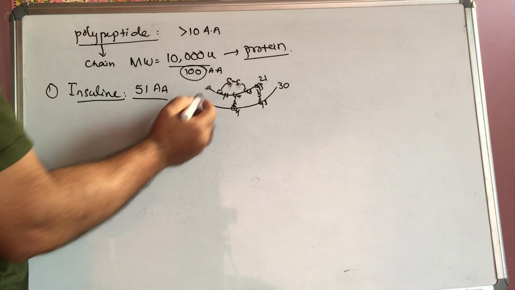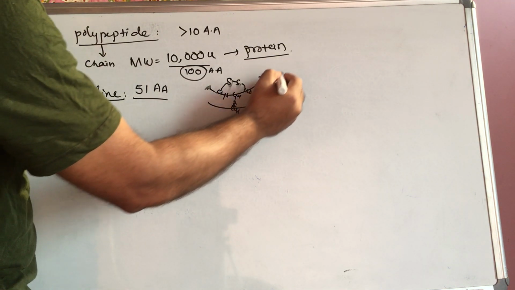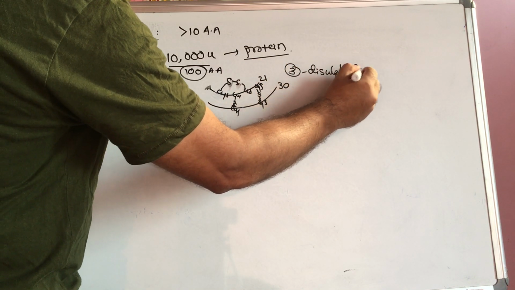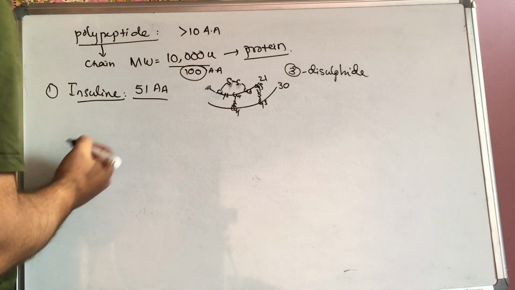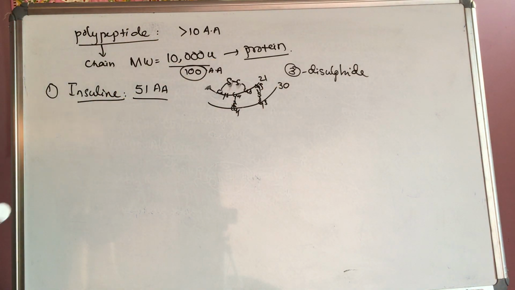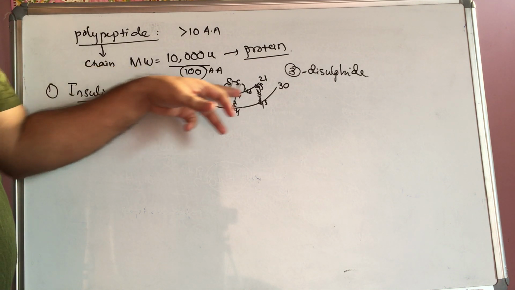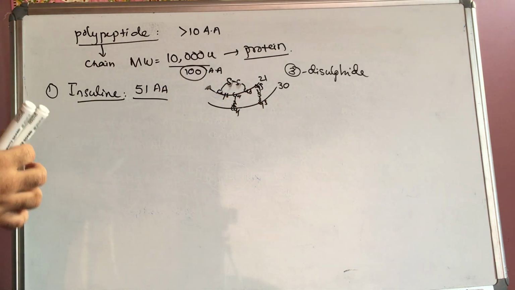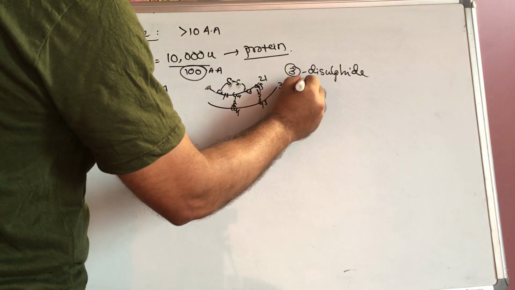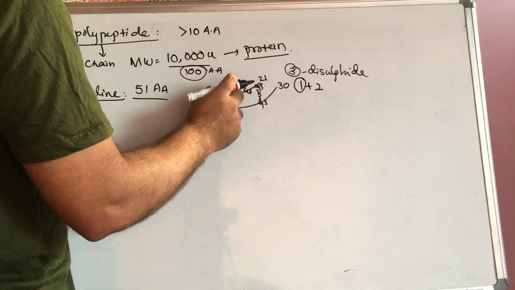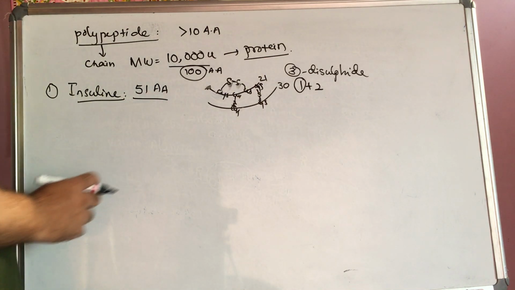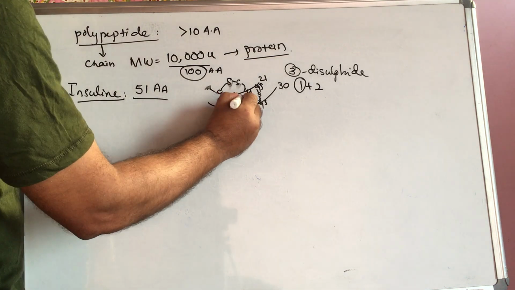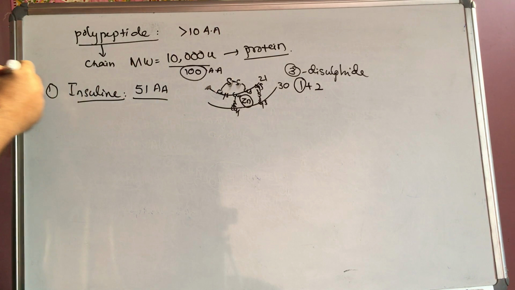Totally how many disulfide linkages? This is 1, this is 2, this is 3. Total 3 disulfide linkages are present in insulin. Sometimes they may ask how many disulfide linkages are within the chain, and how many between the two chains. Within the chain there is 1, and between the two chains there are 2. So this one is within the chain, and the remaining 2 are between the chains. So totally 3 disulfide linkages are present, and it also has a small amount of zinc.